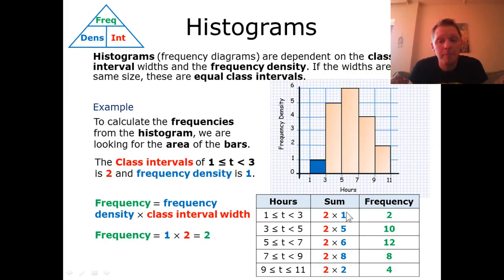Putting that into a table, I've included all the others with the sums. So I've got 2, 10, 12, 8 and 4. And that will be the completed frequencies for this histogram.